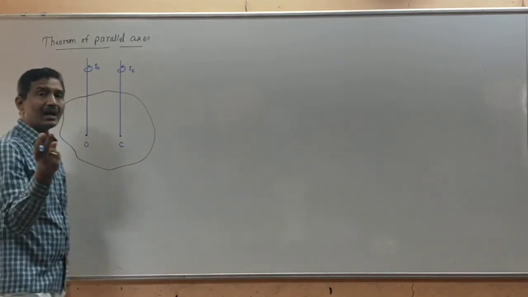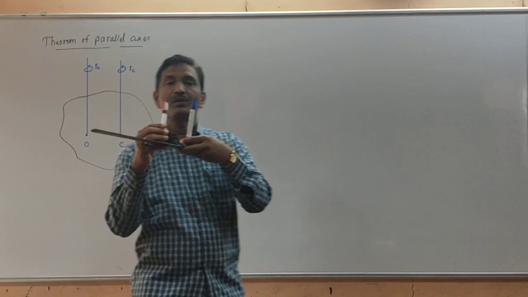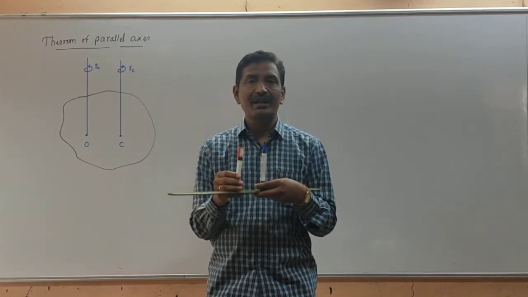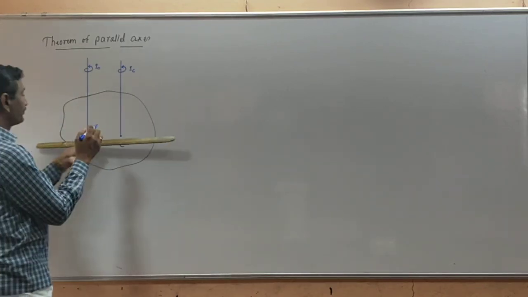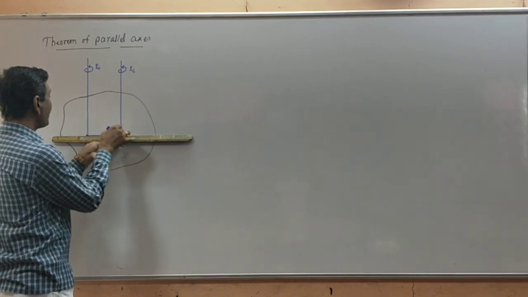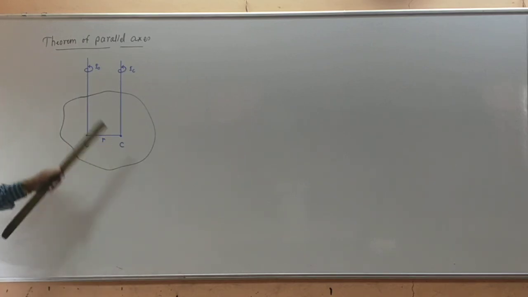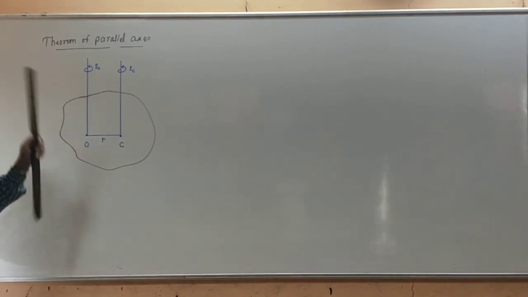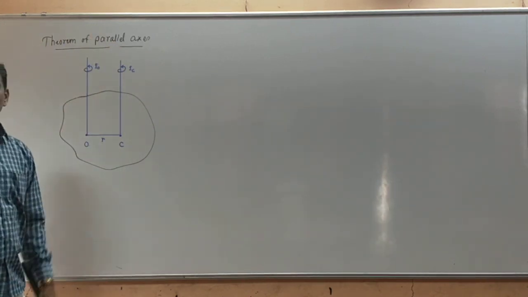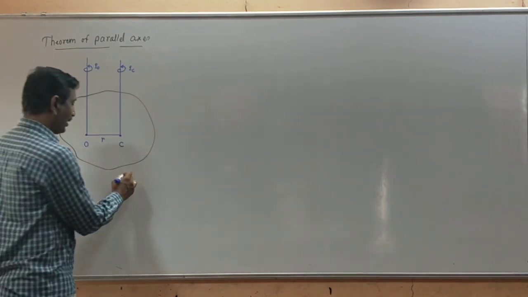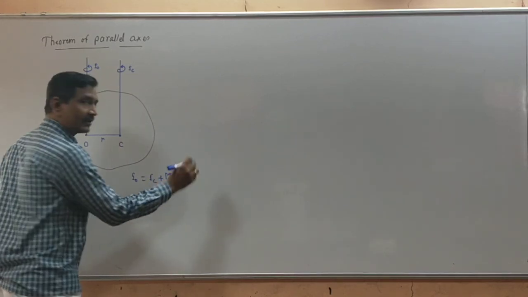So both the axes are perpendicular to the plane of the figure. Both axes being perpendicular to the plane of the figure means that the two axes are parallel to each other. Let the separation between these two parallel axes be R. M is the mass of this whole body. Then the theorem of parallel axis states that, mathematically, I_O is equal to I_C plus M R square.